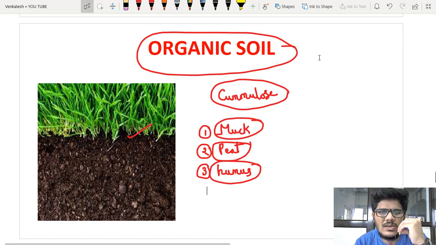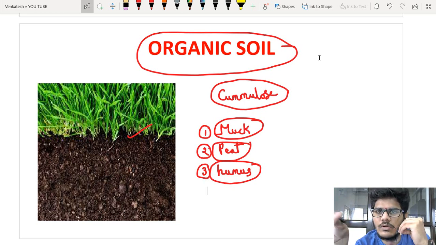So these organic soils are having poor engineering properties. So that is why whenever you are building some structure, the top layer is generally removed, because the top layer consists of organic soil, which is not good for construction purpose. That's why this organic soil is generally removed while constructing the structures.